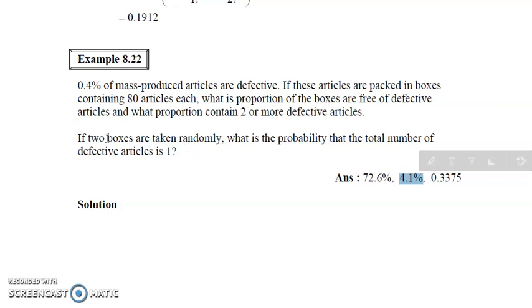And the next one, if 2 boxes are taken randomly, what is the probability that the total number of defective articles is 1? So here, this is the new information. I'm going to give information here, which is you'll be having N is equal to 160 because we'll be having 2 boxes, is it right? And the probability is still 0.4%, which is the same probability here. And the new lambda will be equal to 0.64. And we just want probability of X is equal to 1. So this is your answer.